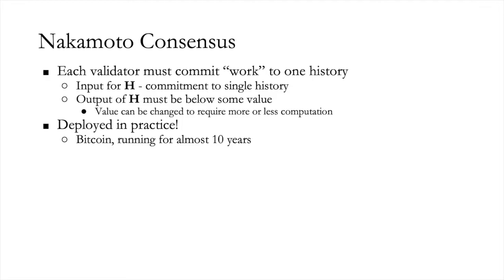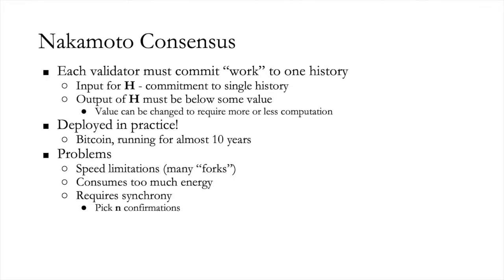It allows for a dynamic validator set, so anyone can join or leave as they wish, and it requires a minimal amount of identity, almost no identity at all, simply the input to a hash function which commits work to a particular history that satisfies a particular output target. However, it also has some problems.